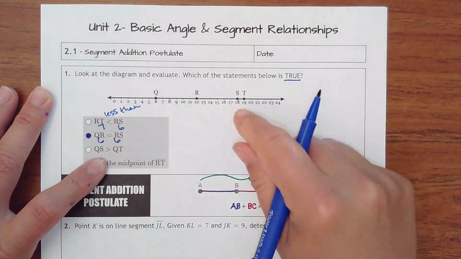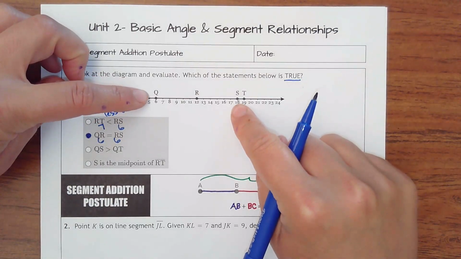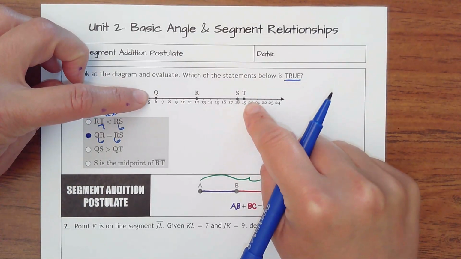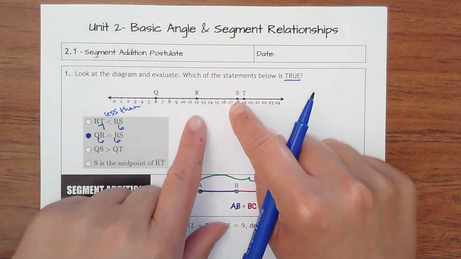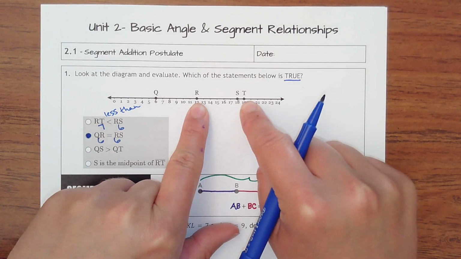This one says that QS is greater than QT, which you can also see is not true, and S is the midpoint of RT. You can see S is definitely not in the middle of R to T.